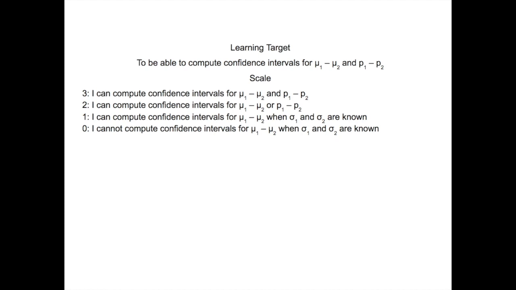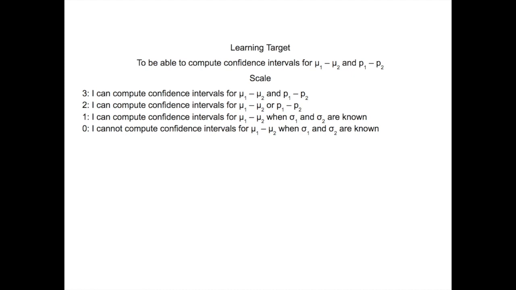So the learning target for today is to be able to compute confidence intervals for mu sub 1 minus mu sub 2 and p sub 1 minus p sub 2. For the scale, you're 3 if you can compute confidence intervals for mu sub 1 minus mu sub 2 and p sub 1 minus p sub 2.